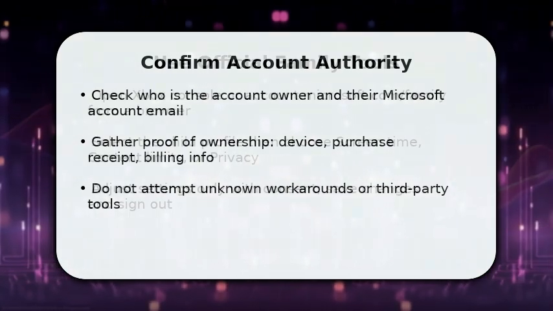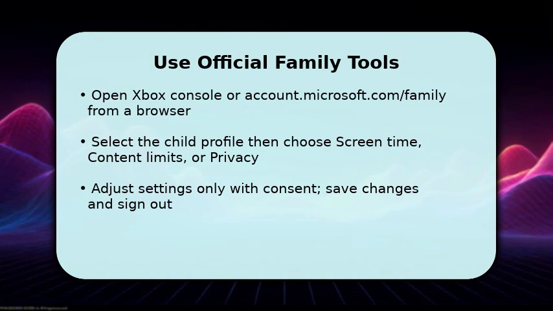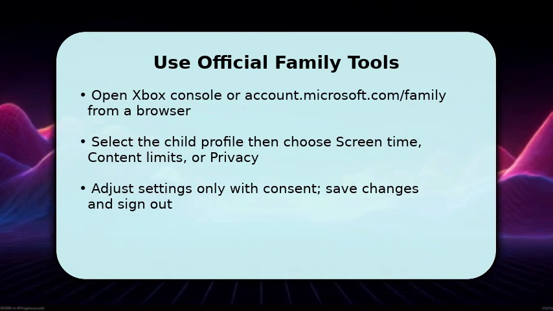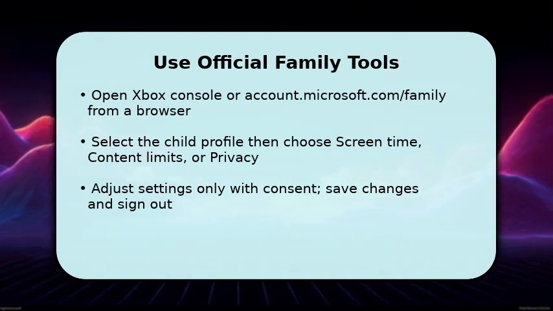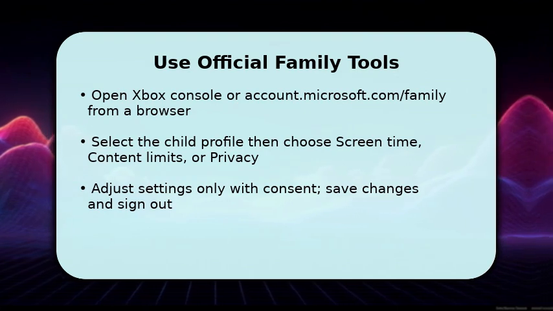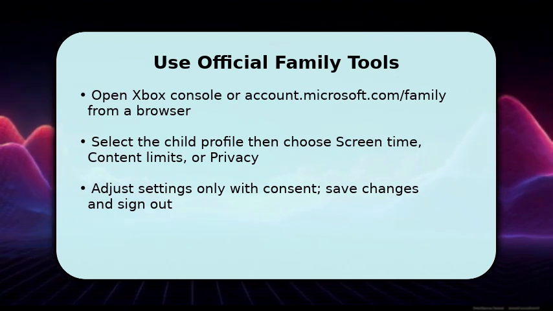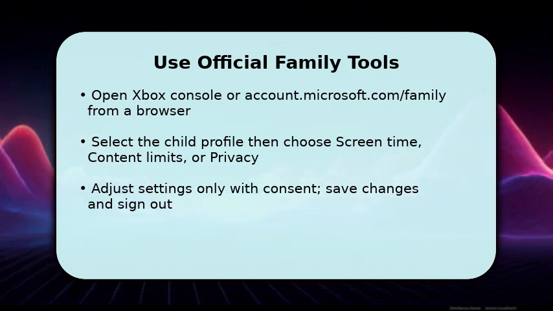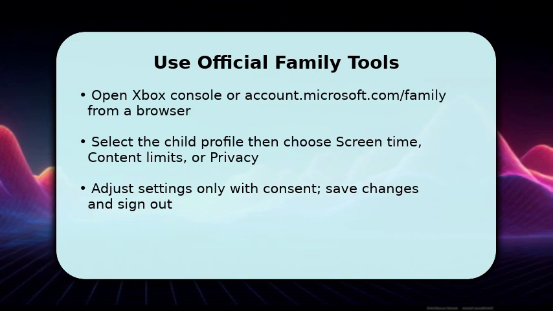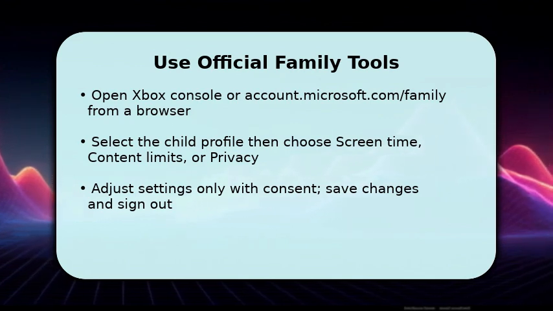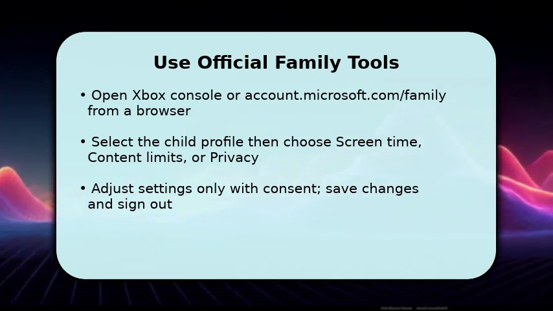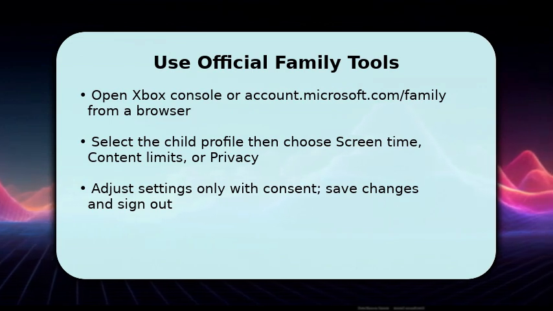Once signed in by an authorized person, use the Family Settings app or the Microsoft Family web page to make changes. Navigate to the child's profile, then modify screen time, content filters, and purchase controls. You'll see why each toggle exists, and you can explain the reasoning as you change them. Make sure to save adjustments and confirm on the console.